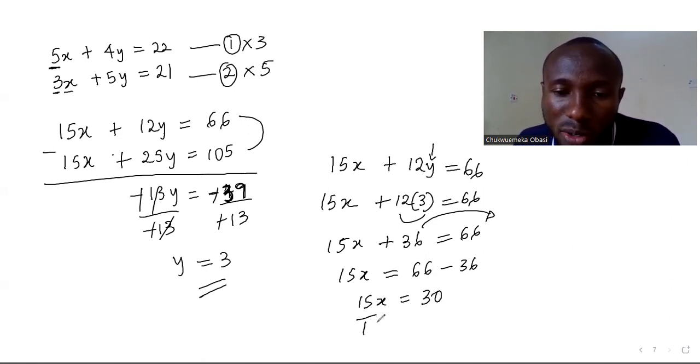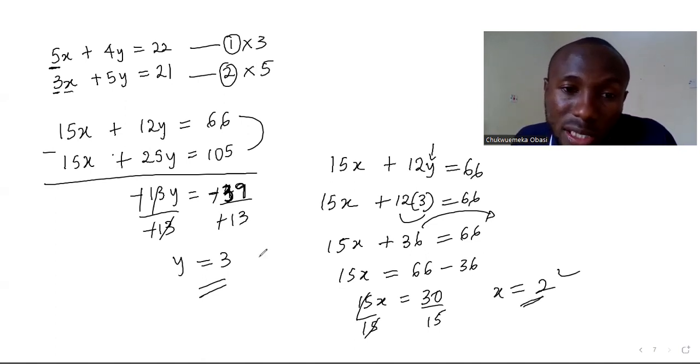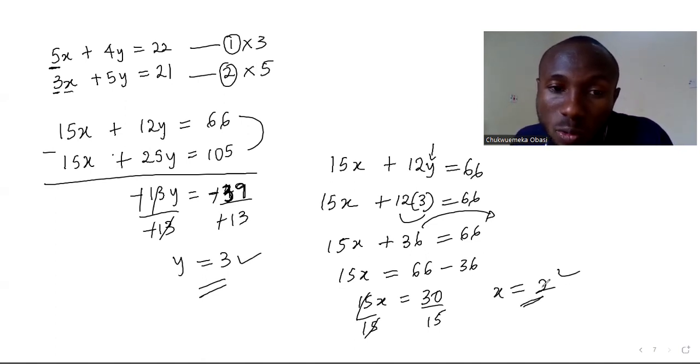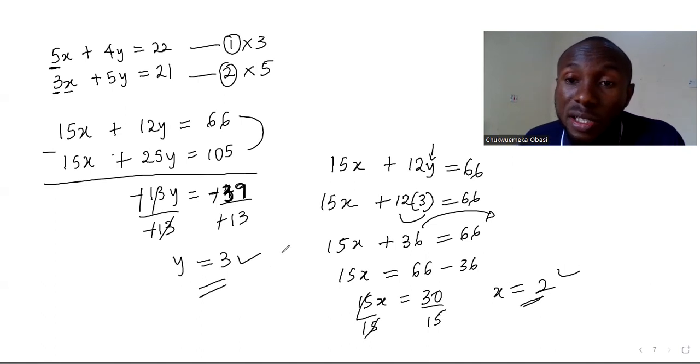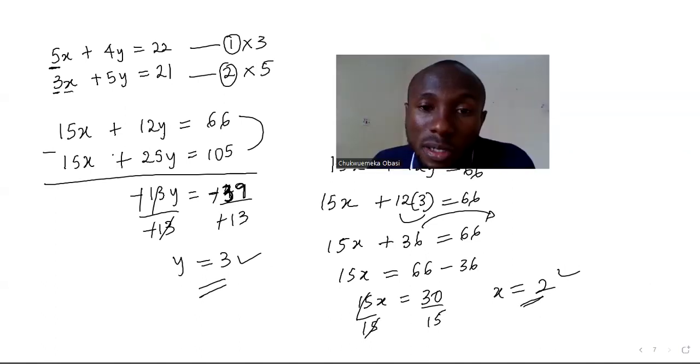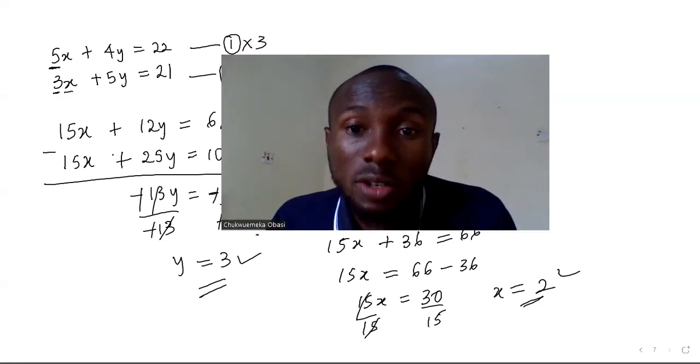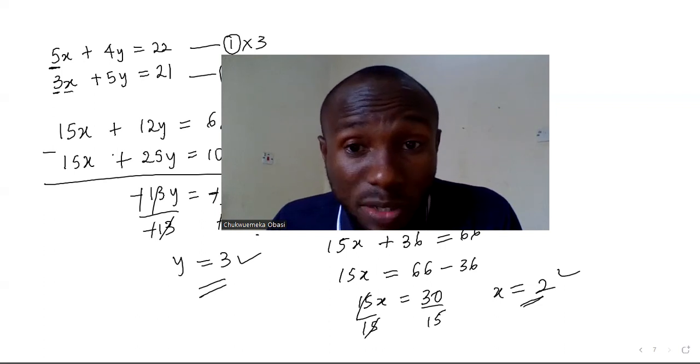And now you divide everybody once again by 15. And this cancels out. So x must be equal to 2. Now we've gotten the value of x and the value of y to be 2 and 3 respectively. So this is the end of this lesson. We've learned how to solve simultaneous equations by the elimination method.